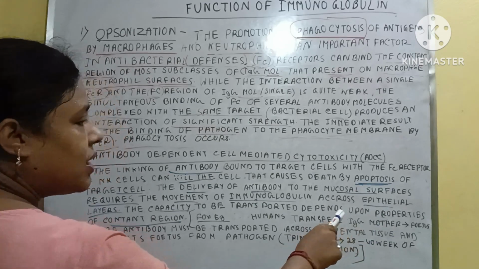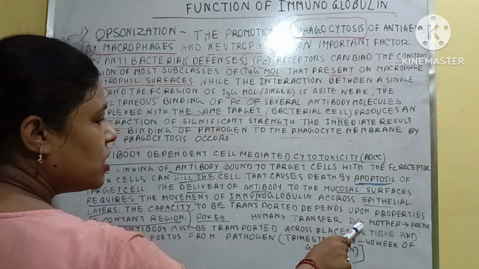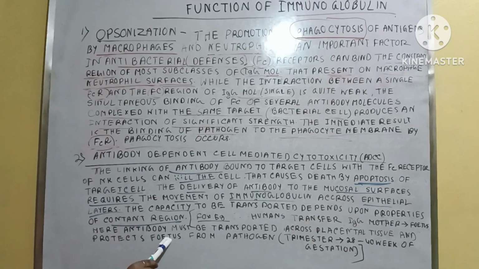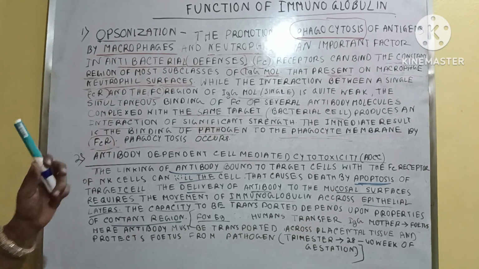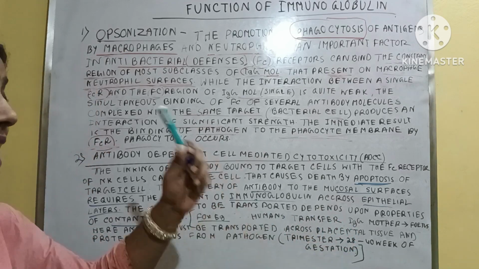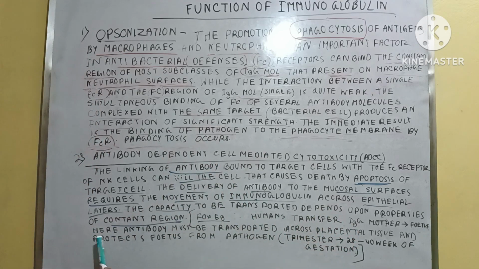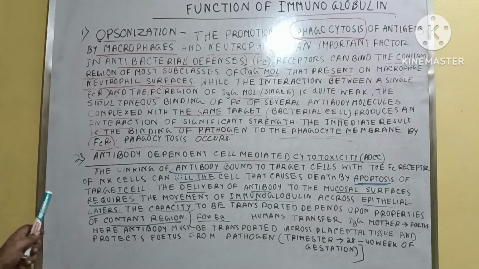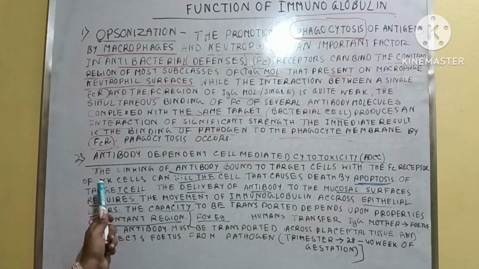So what is the function of this IgG molecule? It has to cross the placental tissue and then protect the fetus from the pathogen. If it is not able to cross the placental tissue, then in that situation it cannot protect the fetus from the pathogen. Clear? So here the movement is very important.